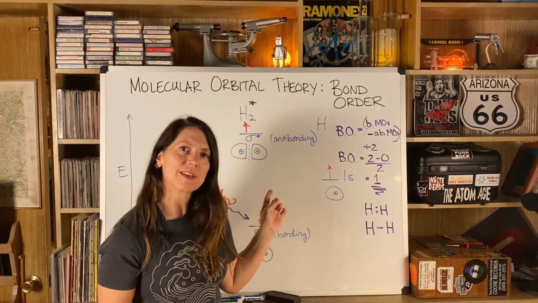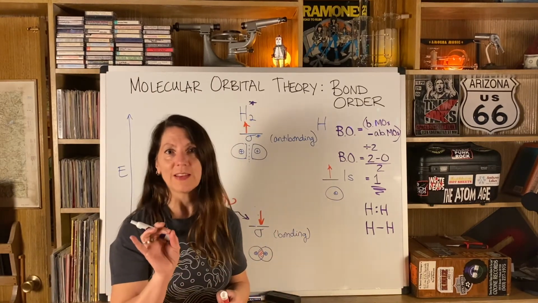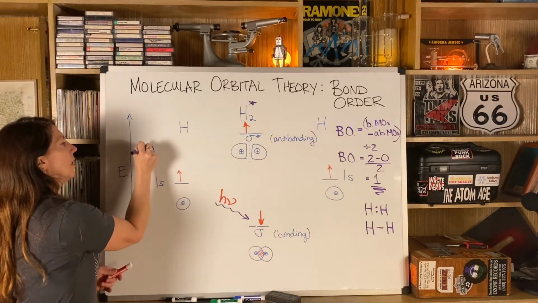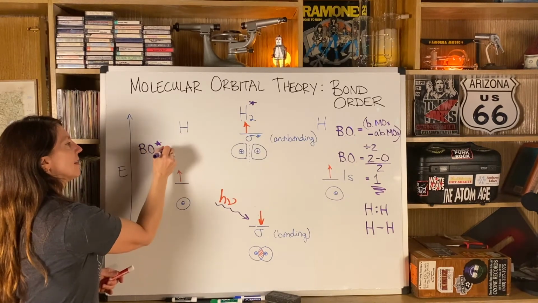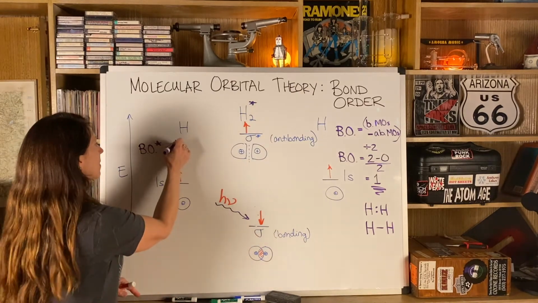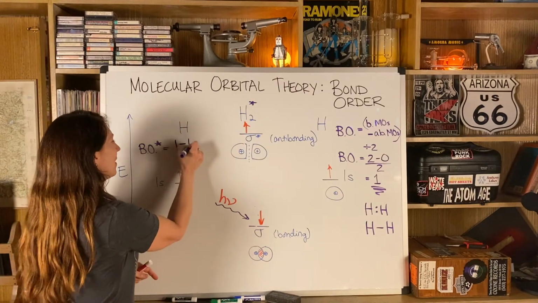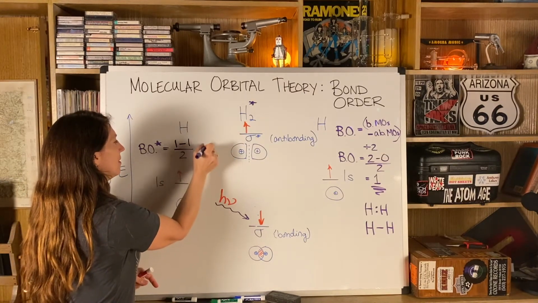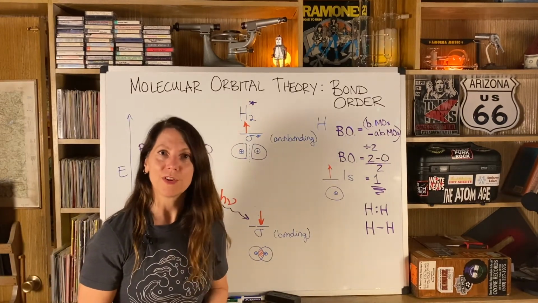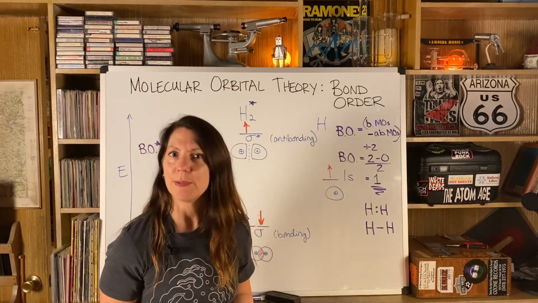And now we can calculate the bond order of this excited H2 molecule. Let's use that same equation for the excited state. We've got 1 electron in a bonding molecular orbital, 1 electron in an anti-bonding orbital. We divide by 2. What do we get? 0. A bond order of 0. What does that mean? That means no bond. There is no overall stabilizing force.